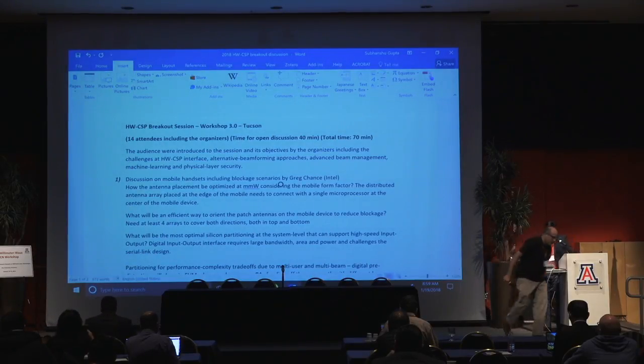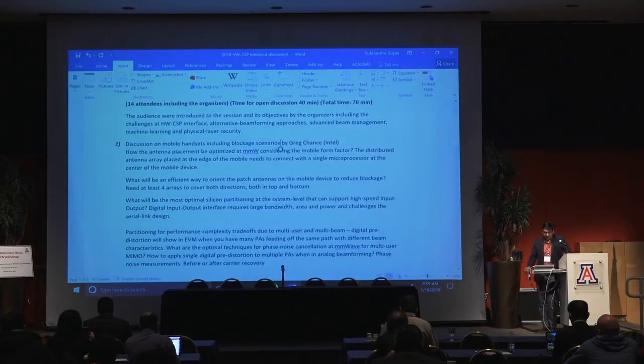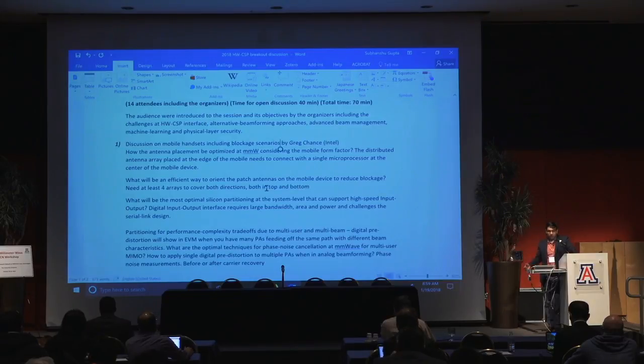Good, thanks. So some of the emphasis was on the placement of the antenna on the mobile handset and how millimeter wave constrains this placement. The distributed antenna array placed at the edge of the mobile device needs to connect to, let's say, a single microprocessor at the center of the device or somewhere else. And so there is a long route from the edge of the antenna to that microprocessor.